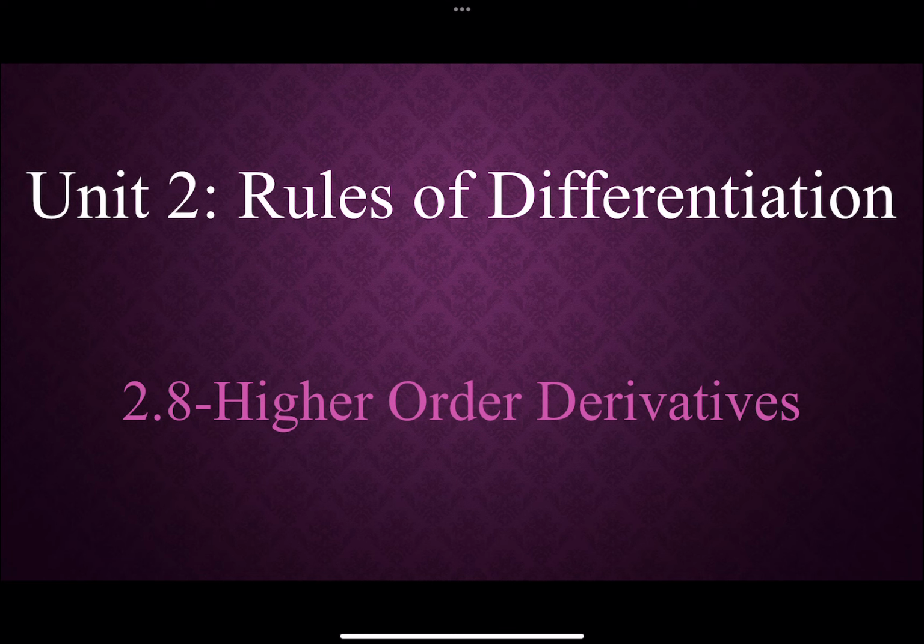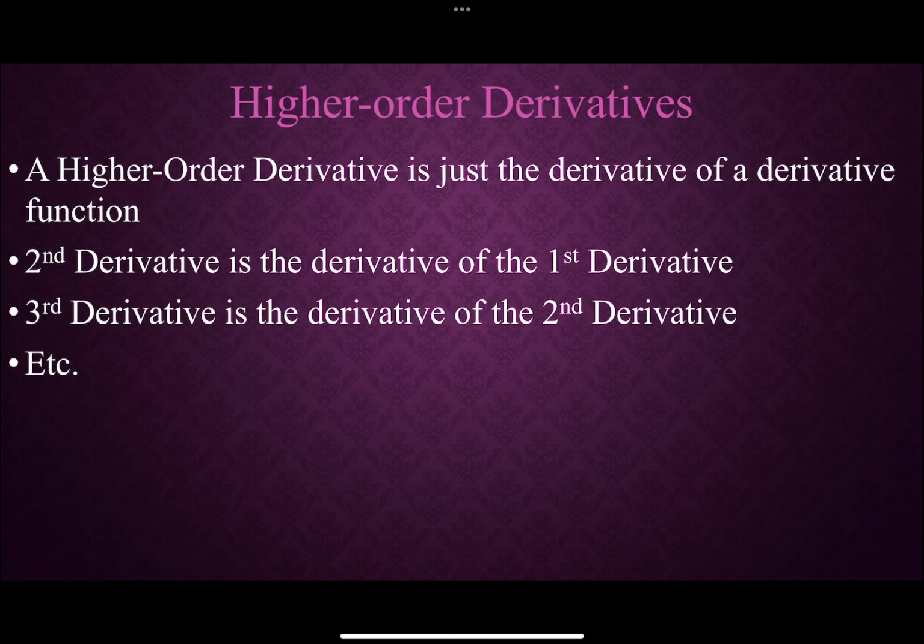All right, welcome back. So this is our last topic here in Unit 2, higher order derivatives. So everything we've done with the derivative has been finding what's called the first derivative, which, as the name suggests, implies there are more derivatives. So a second derivative is just simply the derivative of the first, third derivative is the derivative of the second, and so on and so forth, as far as I want to go.